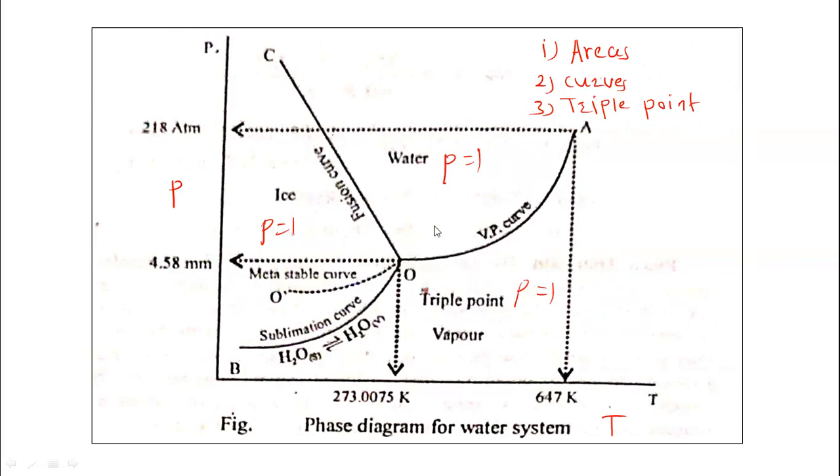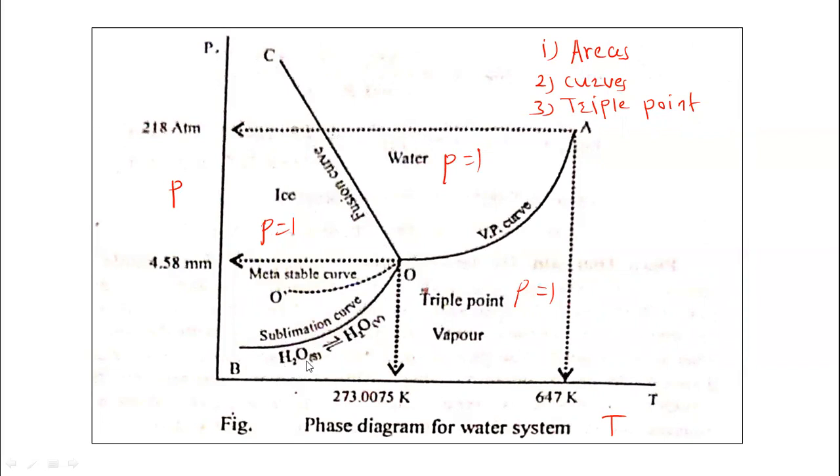Then you can see another curve, curve OC. It is called the fusion curve because solid ice and liquid water are here. There is an equilibrium between solid ice and liquid water, and this is the boundary line between the two phases. It means that along this curve CO or OC, two phases are existing. Which are the two phases? Solid ice and liquid water. Then you can see the curve OB. This curve OB is called the sublimation curve.